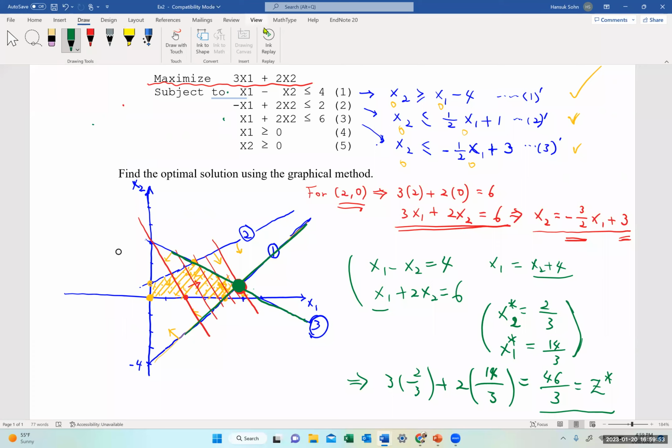Okay, I believe this is all for today. Next time, I'm going to give you more examples so we can practice the graphical method for solving linear programming problems, okay?